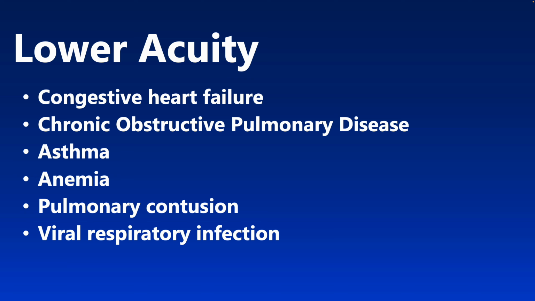Anemia is an important one to know. Patients who have symptomatic anemia, we're talking hemoglobin of 7, 6, 5, maybe even lower than that, can certainly have shortness of breath. So we need to be on the lookout for that. And then some other things like pulmonary contusion, especially in the setting of recent trauma. If a patient comes in after a car accident and they're having some shortness of breath, some dyspnea, we want to be thinking about that.